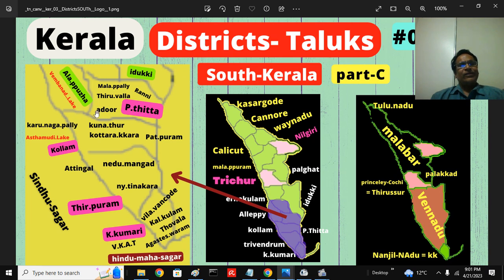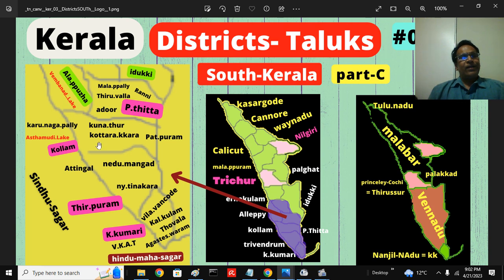This is the Pathanamthitta district today. This is Mallappally, Thiruvalla, Ranni and Adoor. That is Pathanamthitta, where the famous Sabarimala Ayyappa Swami temple is hosted. This is Alappuzha, this is the Vembanad Lake.